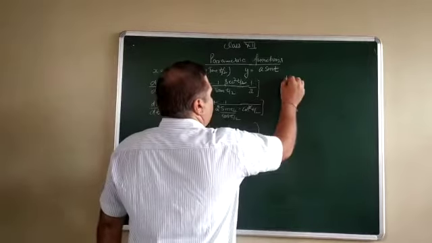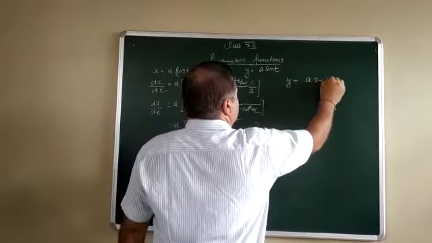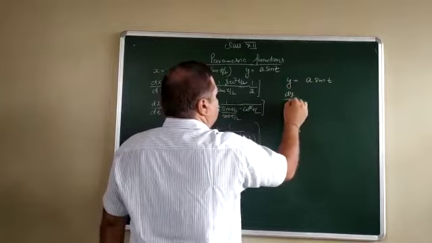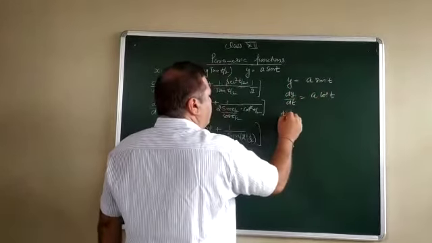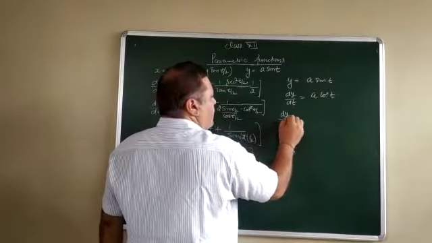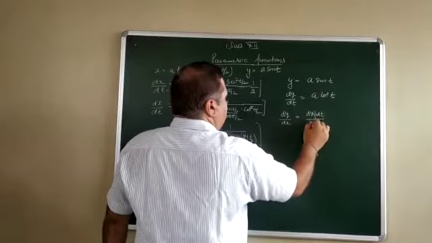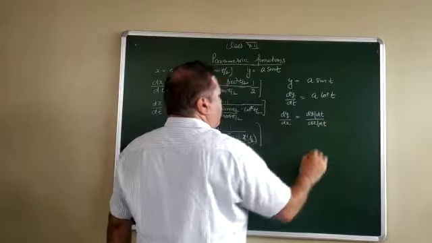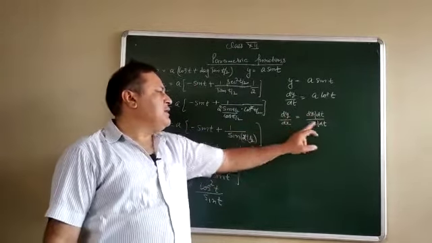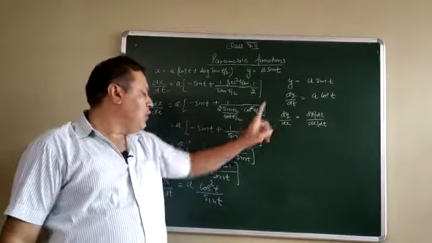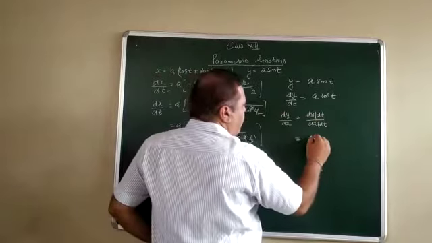Now the derivative of y, where y is equal to a sin t, is dy by dt equals a cos t. Now we want to calculate dy by dx. dy by dx is equal to dy by dt divided by dx by dt, means dy is also divided by dt, and dx is also divided by dt. dy by dt you know, dx by dt you already calculated, so substitute the value.